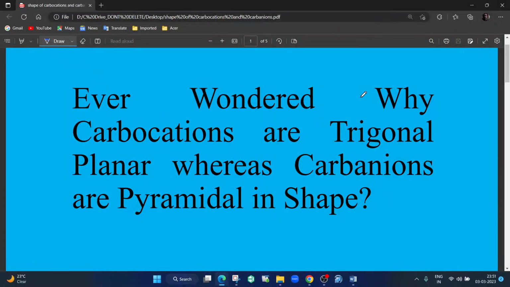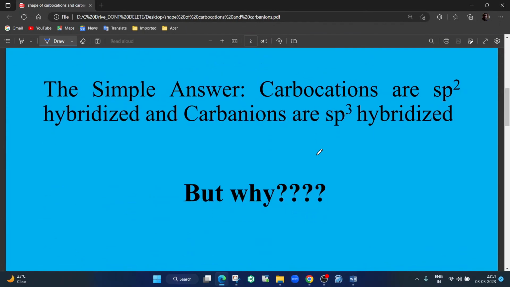Hello everyone. I thought let me do some interesting tidbits about organic chemistry. So I thought let me start with the shapes. So we know carbocations are trigonal planar in shape and carbanions are pyramidal in shape. But why? You can very easily say simple.